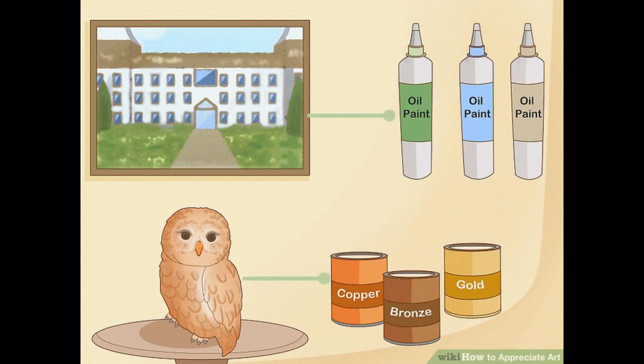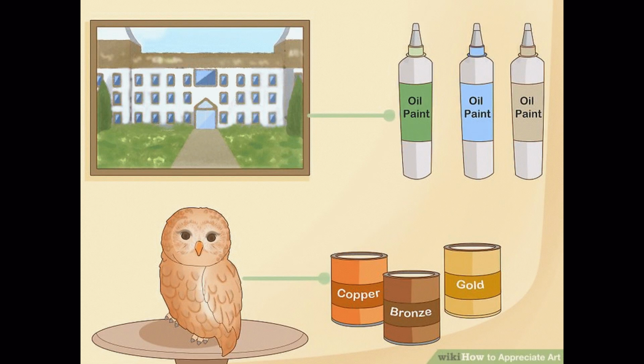Identify the medium that was used to make the art. A medium refers to the material used to create a piece of art. The type of material used affects how the artist made the piece. If you can't tell which medium was used, museums or galleries will often state the medium of an artwork on informational plaques.